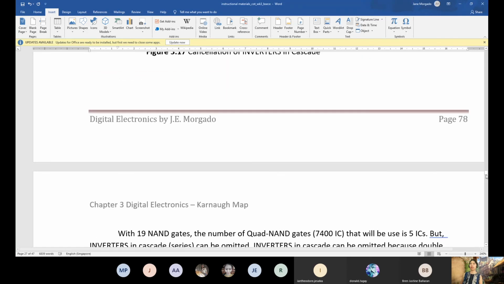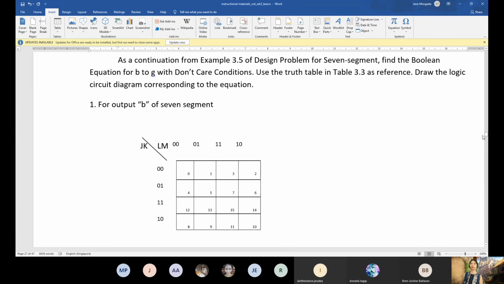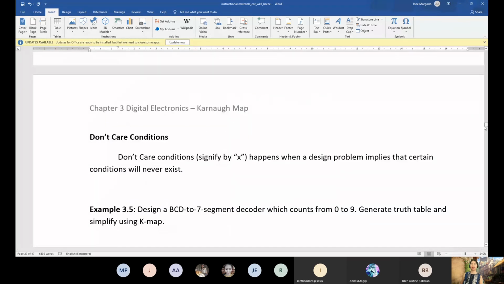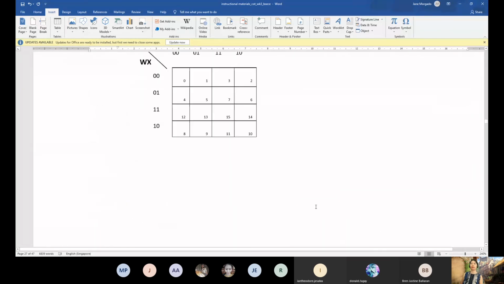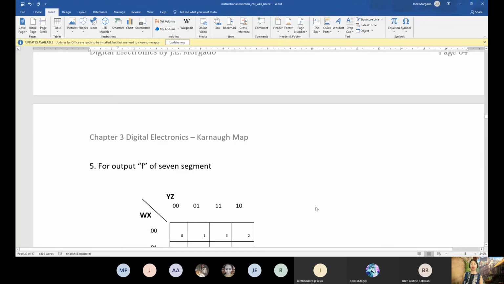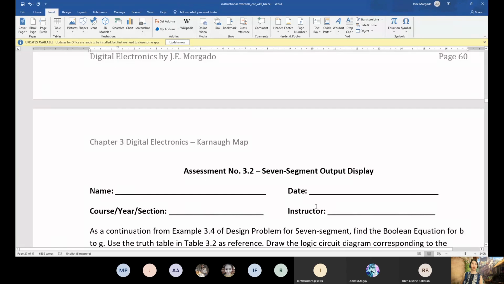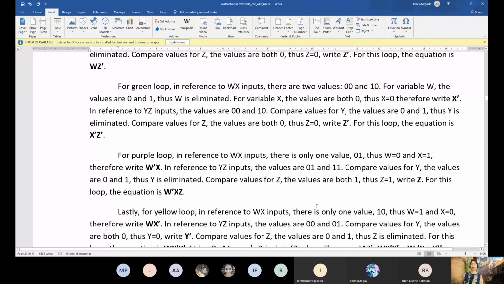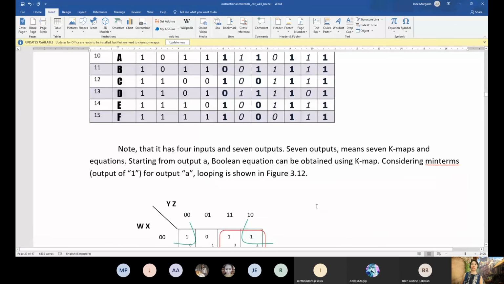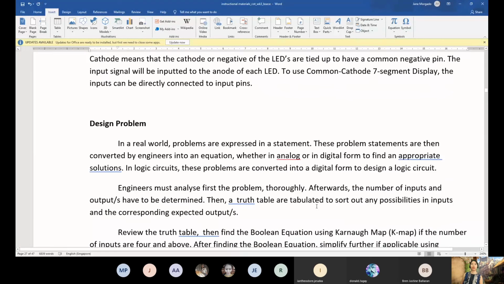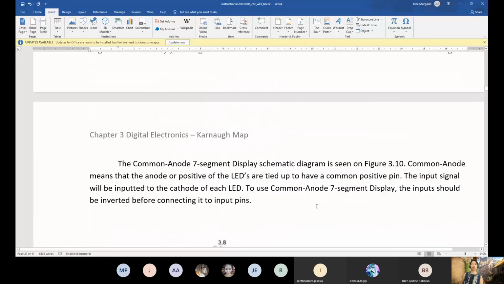Okay, so let's have an example for NAND gate. That means that you can implement a circuit, so you can have a logic circuit using only, where are we?